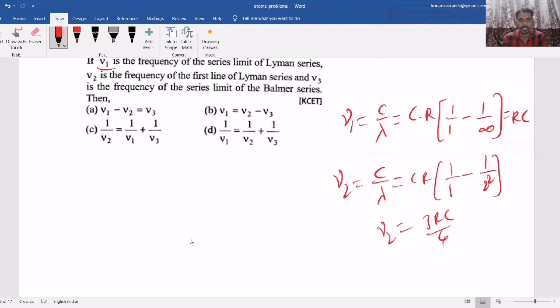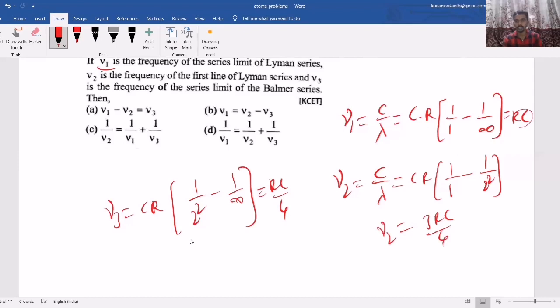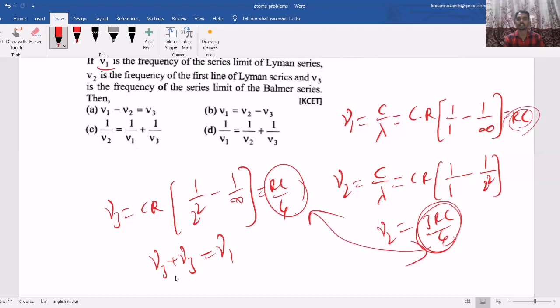Now, the next thing they have given is nu3, the frequency of the series limit of the Balmer series. Balmer series means n1 is 2, and series limit means n2 is infinity. Now this became RC by 4. This is RC, this is 3RC by 4, and this is RC by 4. If you take nu3 plus nu2, you will get nu1. Just add here RC by 4, here 3RC by 4. If you add both of them, you will get RC. That means nu2 plus nu3 equal to nu1. That is the relation.